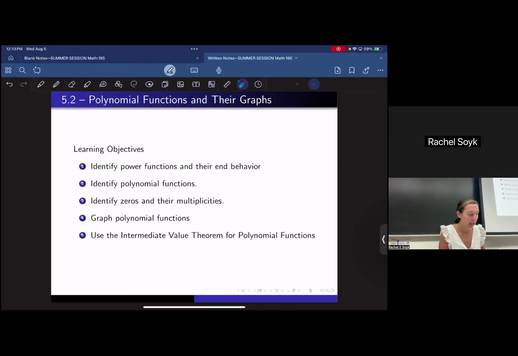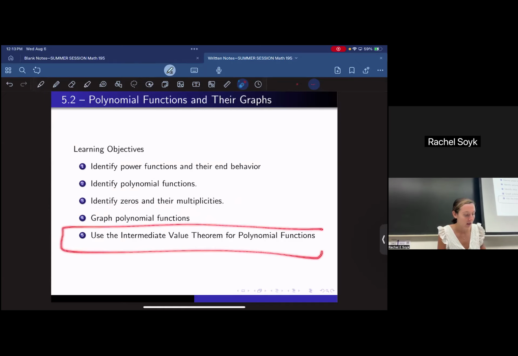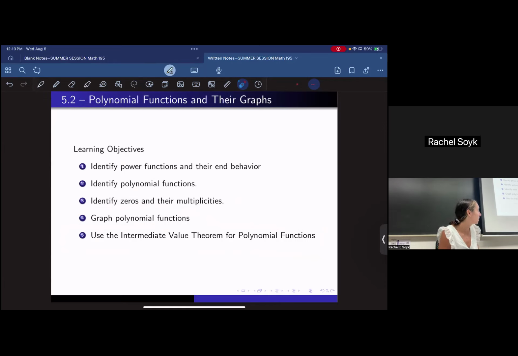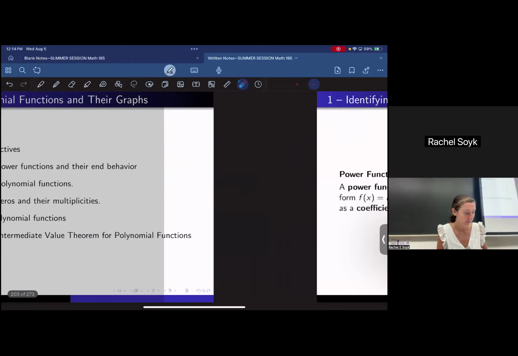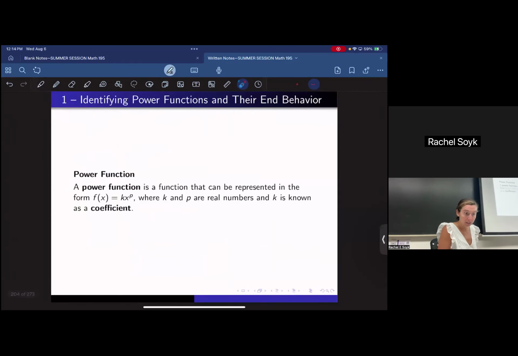And then finally, the last objective, which is an important one, especially if you are going to be taking future math courses, being able to use your intermediate value theorem for polynomial functions. So we have a definition, power function.